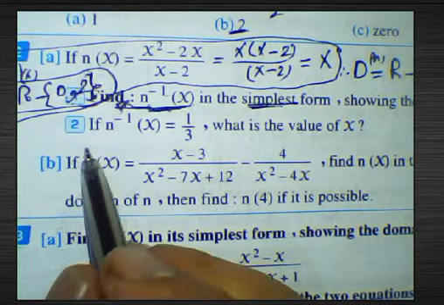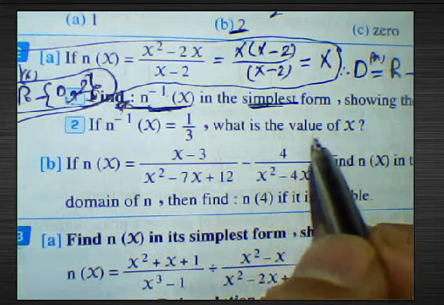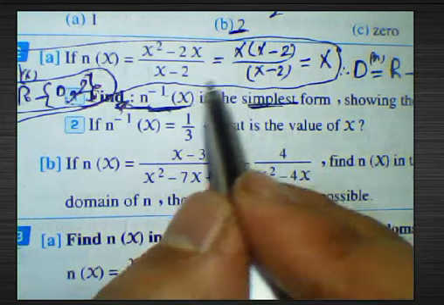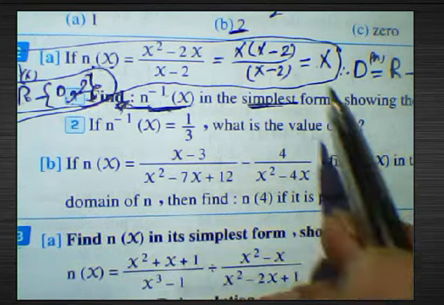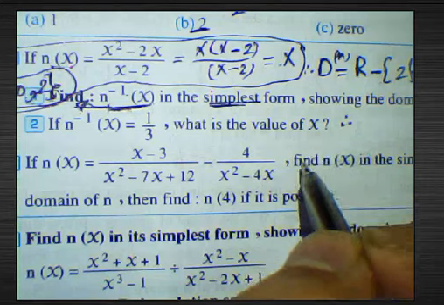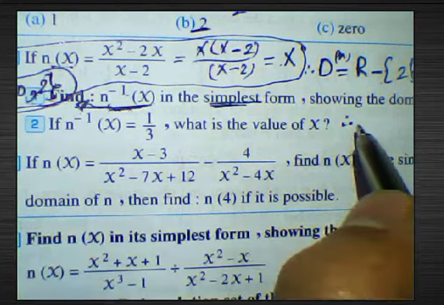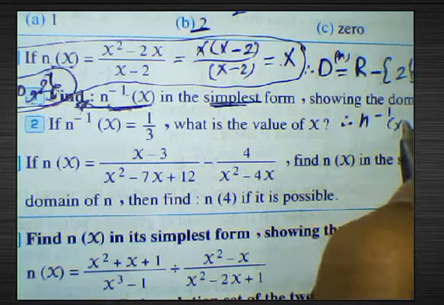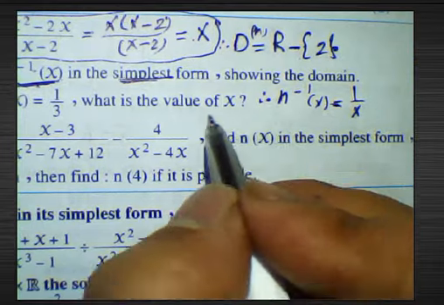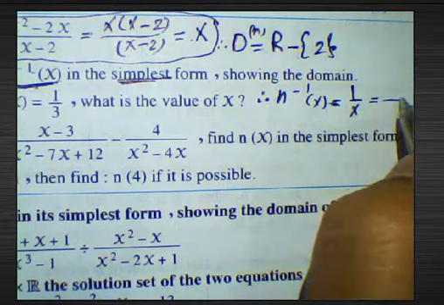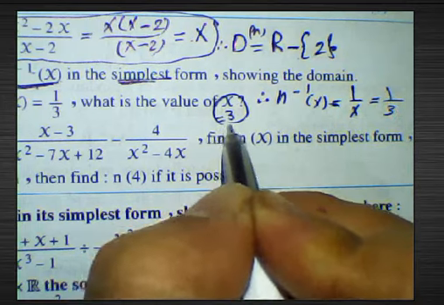Question number 2: if n^(-1)(x) equals 1 over 3, what is the value of x? He asked about x, given the inverse of this function. We know n(x) equals x. Then what is the value of x if n^(-1)(x) is what? n^(-1)(x), the inverse of this function, will be 1 over x. Okay, he asked about the value of x if this value is 1 over 3. So x will equal 3. The result for this example will be 3.